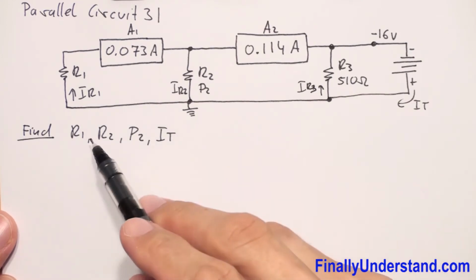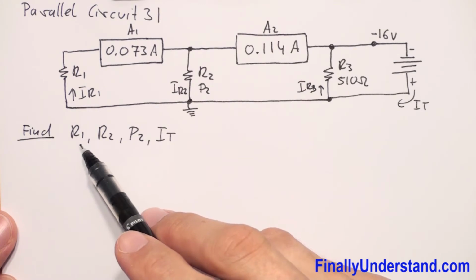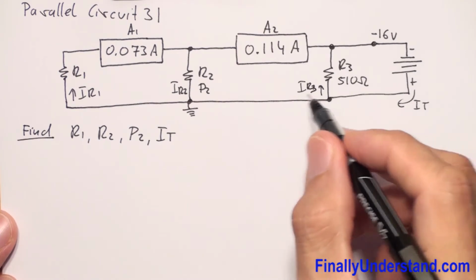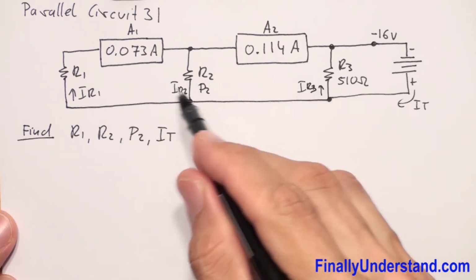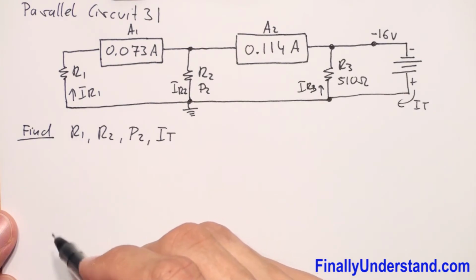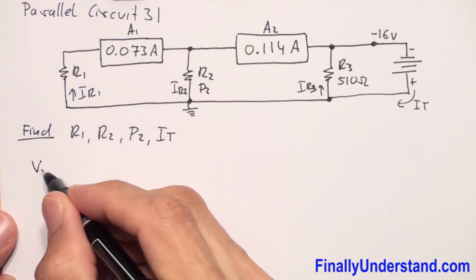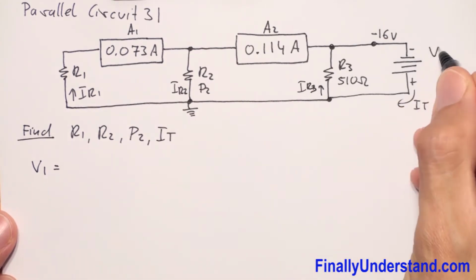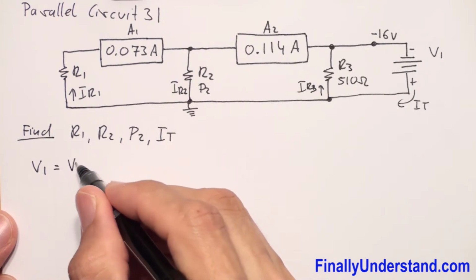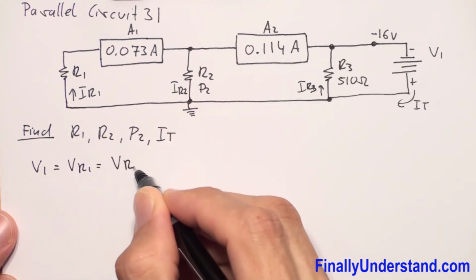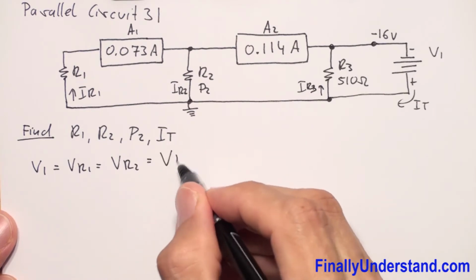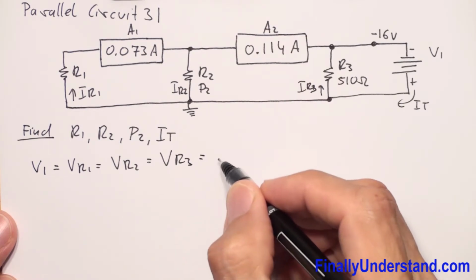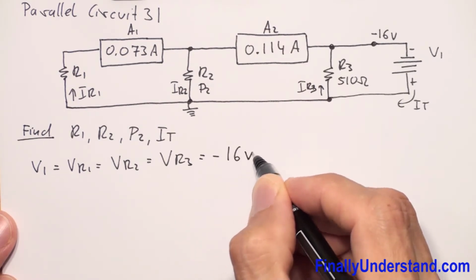What we're supposed to find? We're supposed to find R1. In order to find R1, we're supposed to have two pieces of information. Please notice that we have a parallel circuit. In a parallel circuit, the voltage across each component is the same. So it means that V1, which is my voltage source, is equal to VR1, which is also equal to VR2, and this is also equal to VR3, and this is equal to negative 16 volts.